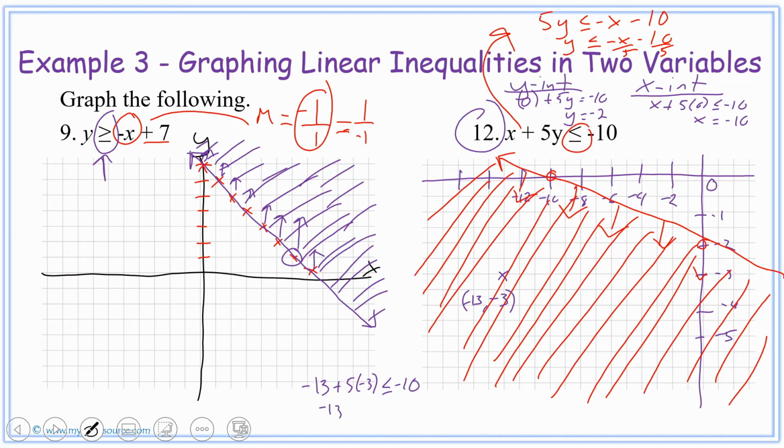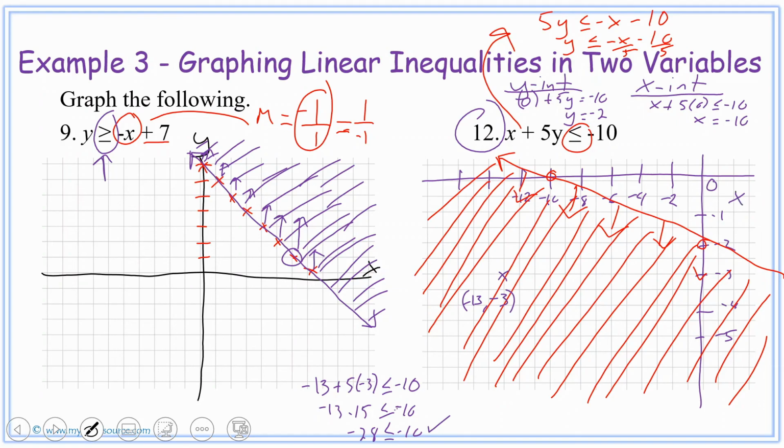So we have negative 13. 5 times negative 3 is negative 15, less than or equal to negative 10. And if you add those two together, you get negative 28 is less than or equal to negative 10, which is true. And if you just do that for any point, you will see it works.